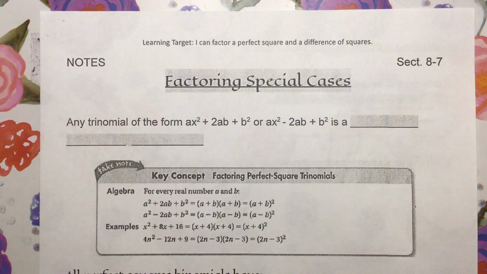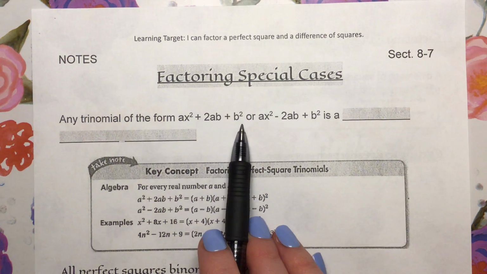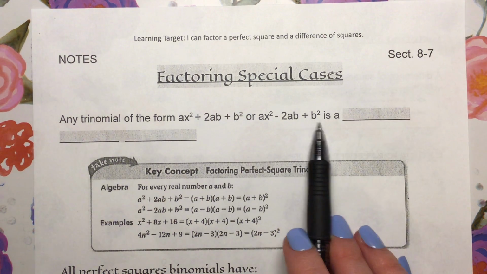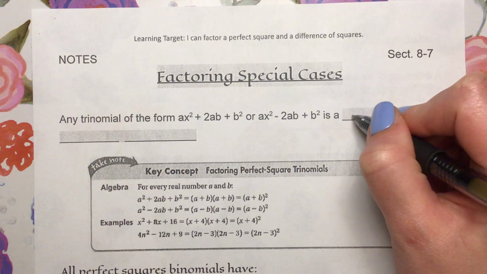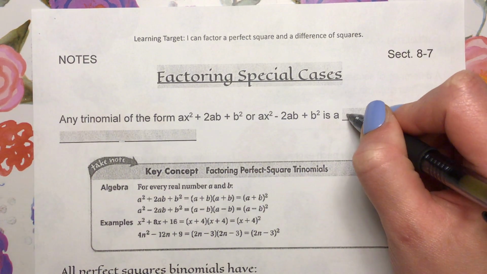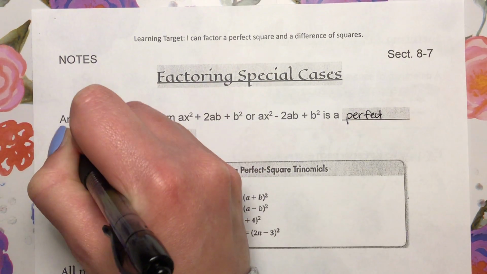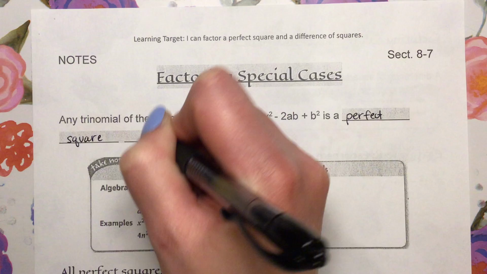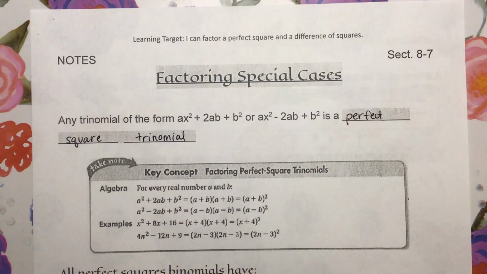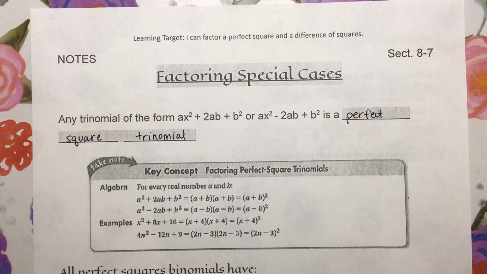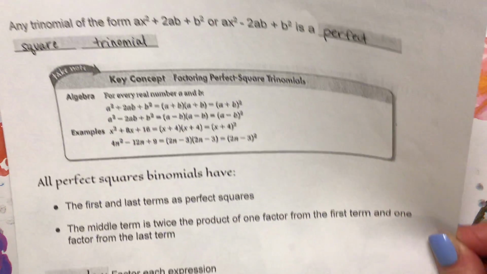Any trinomial of the form ax squared plus 2ab plus b squared, or ax squared minus 2ab plus b squared, is what we are going to call a perfect square trinomial. Now this is going to be called a perfect square because our two parentheses, or our two binomials that we make, are going to end up being the same.